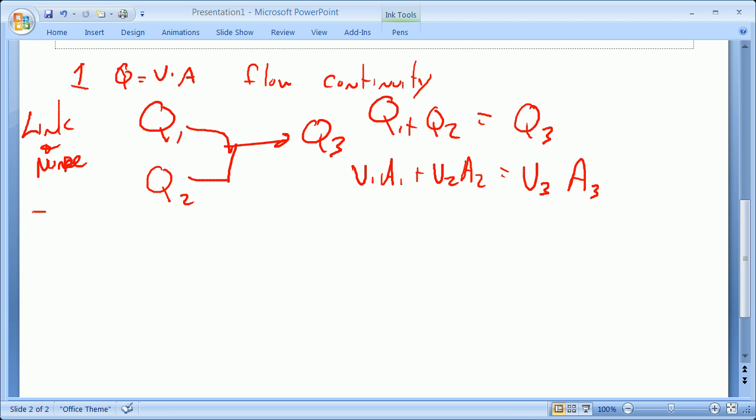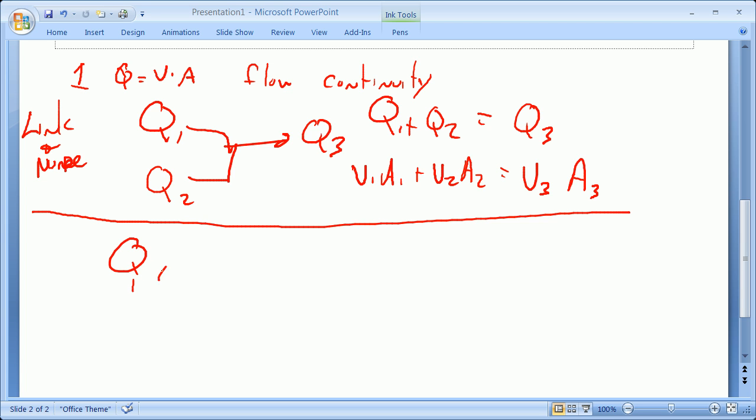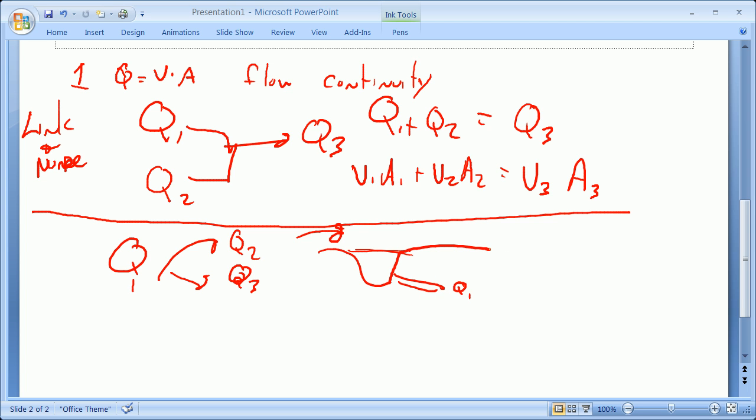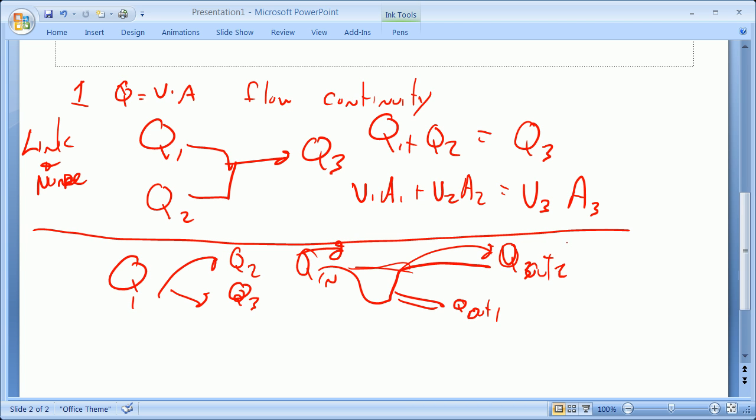And you can do other problems that are diversions that split. You have Q1 in and it goes out to Q2 and Q3. That's what you saw in most of your ponds. You had some sort of flow rate in, some sort of storage, but when it was full, pretty much you had some water going out the pipe and some water going out the weir. All right, I guess we'll call this Q in, Q out 1, Q out 2. All right, so flow continuity problems.